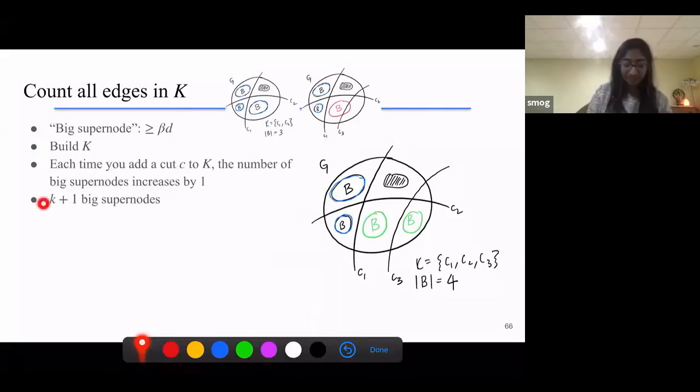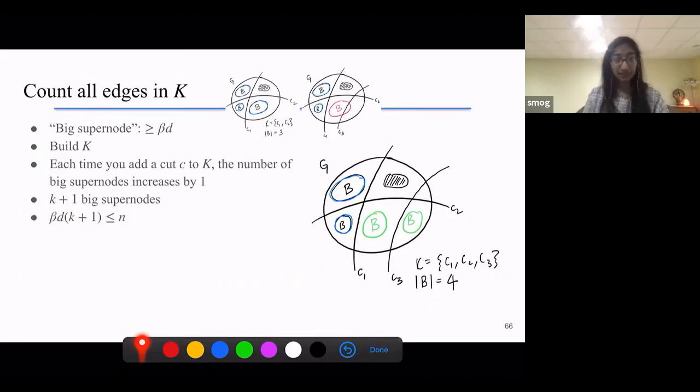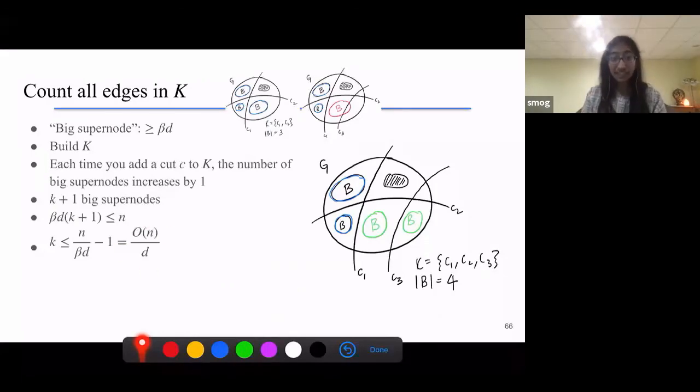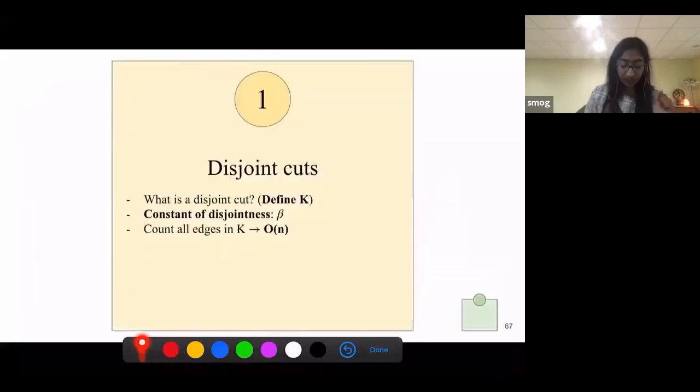Okay, so awesome. We have k plus 1 big supernodes, and beta d vertices per big supernode, at least. And in total, since they're all disjoint, they must have less than n vertices in total. After a bit of algebra, we can say that k must be at most O of n over d, which is exactly the bound that we wanted, right? So now we can say definitely that after counting all of the edges in all disjoint cuts k, we will end up with only O of n edges. So we have paid for all these cuts separately, and we're all good.